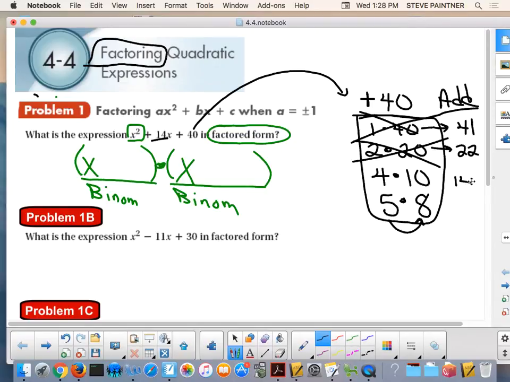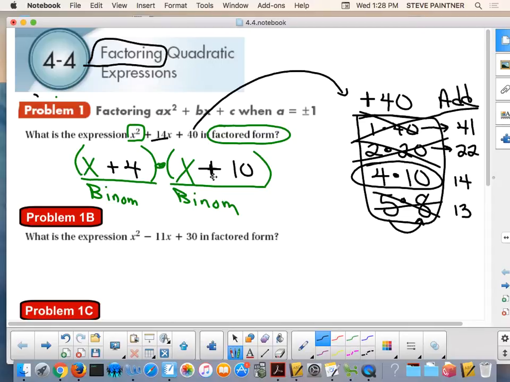14. Is that what I want? No, that's it. What about these two? 13. Not it. Okay, so I've got it. It's 10 and it's 4 times 10. So then I put x plus 4 times x plus 10. Good? That's the answer.